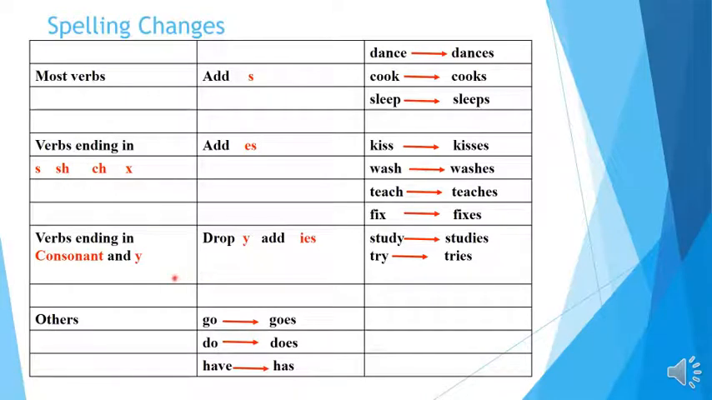Right. And the other part, some verbs like go, goes, do, does, have, has. They are special. Remember, go, singular form is goes. Do, does, have, has. Okay, the spelling changes are pretty easy.